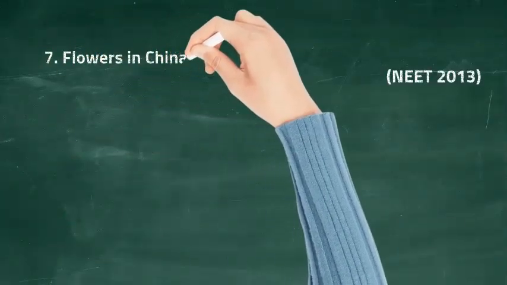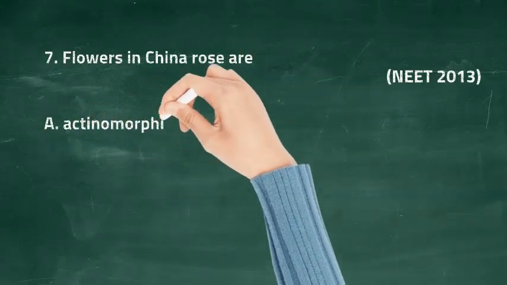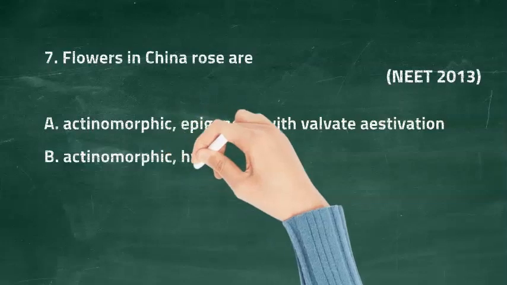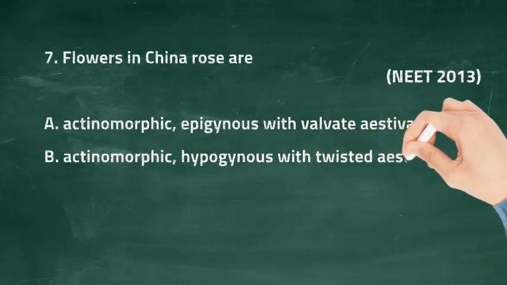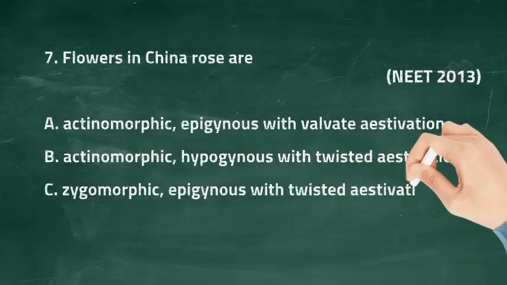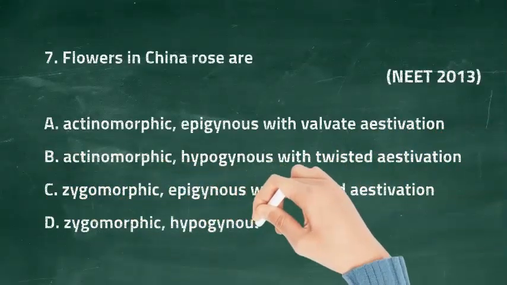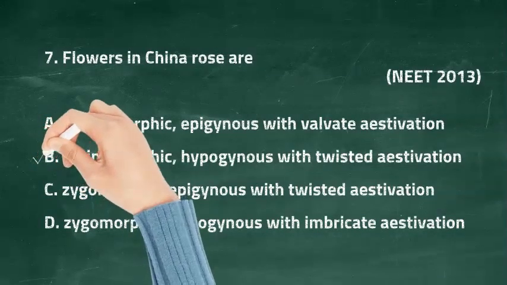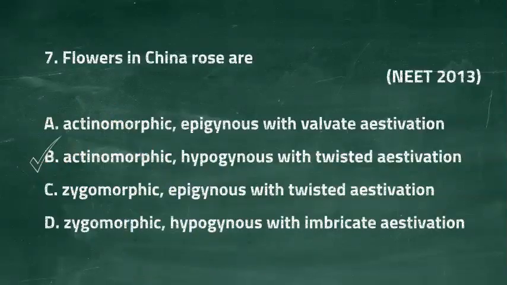Question 7. Flowers in China rose are option A, actinomorphic, epigynous, and valvate aestivation. Option B, actinomorphic, hypogynous, and twisted aestivation. Option C, zygomorphic, epigynous, and twisted aestivation. And option D, zygomorphic, hypogynous, and imbricate aestivation. The right answer is option B, actinomorphic, hypogynous, and twisted aestivation.